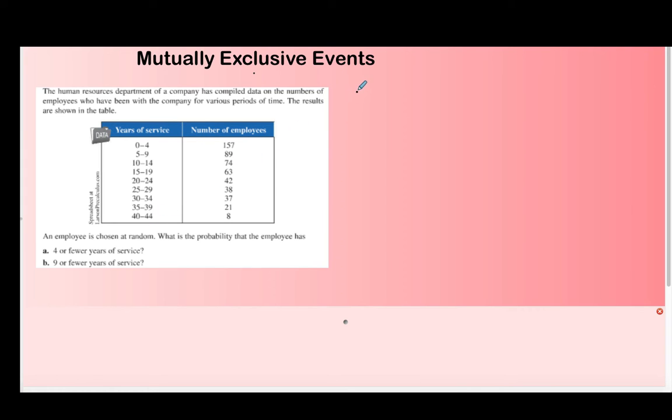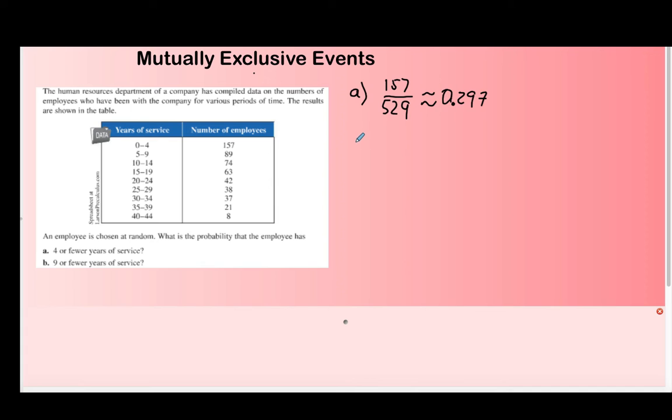Well, that's easy. I'll go over here and figure out A. We just simply look at the first entry in the table. Anybody who has 4 years or less is going to be in that first group. So that's going to be 157 ways that that could happen. And there are a total of 529 employees if you add up all those employees. So that's 0.297 roughly, so about a 30% chance of that.